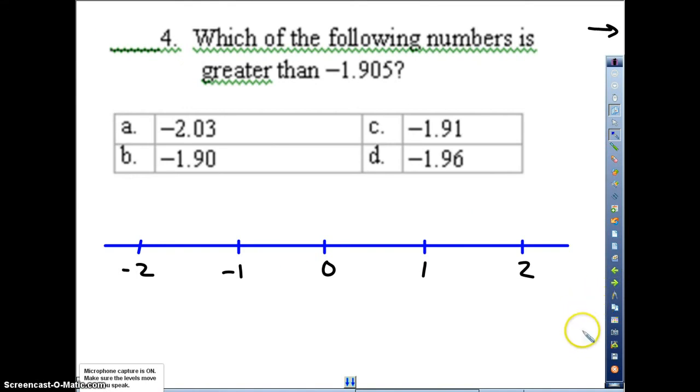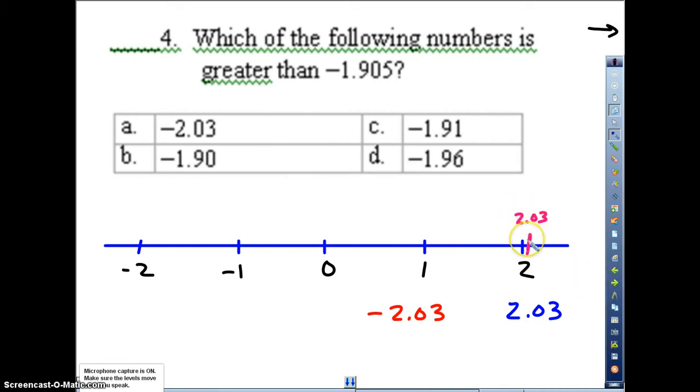Number 4, which of the numbers is greater than negative 1.905? And do you notice how they're all negative? This is really difficult to do, I think. So what I want you to do, set up a number line. And I want you to write down all of your numbers. Okay, so I'm going to start with this one, negative 2.03. I want you to graph it as a positive first. Where's 2.03 on this number line? Yeah, just a smidge past the number 2.